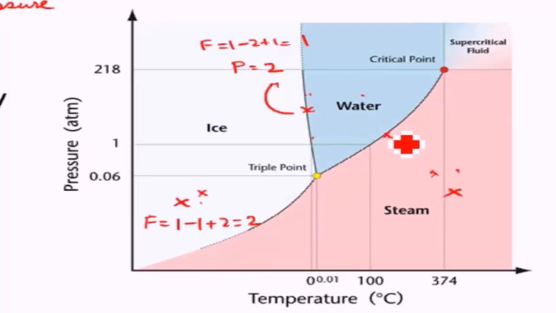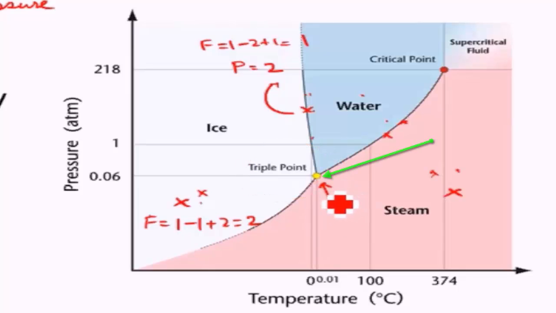Similarly over here, if I change the pressure from here till here, then the temperature must be changed from here till here. That is the only possibility to still remain in the dual phase line. Okay. In addition to the dual phase line, we have what is known as the triple point. Now let us check out at the triple point what is the degree of freedom.